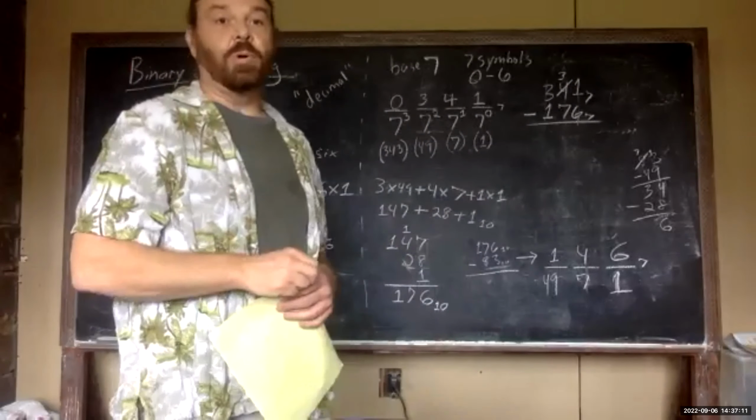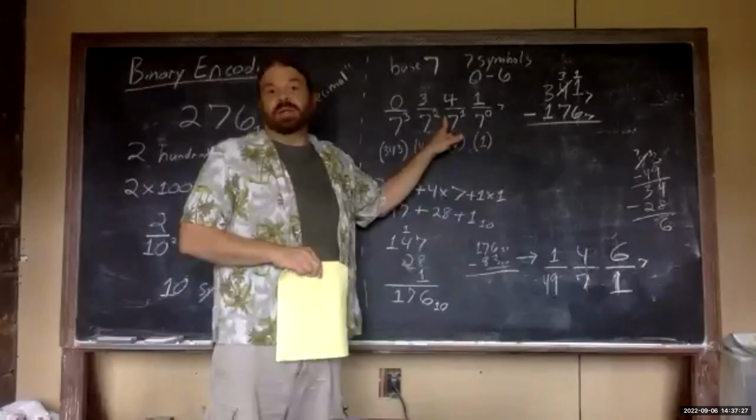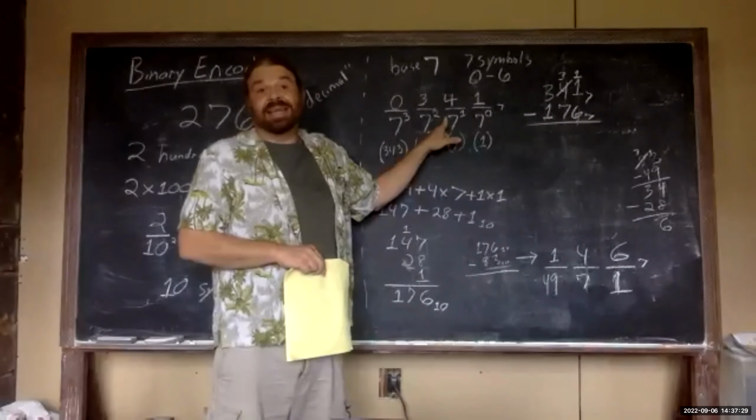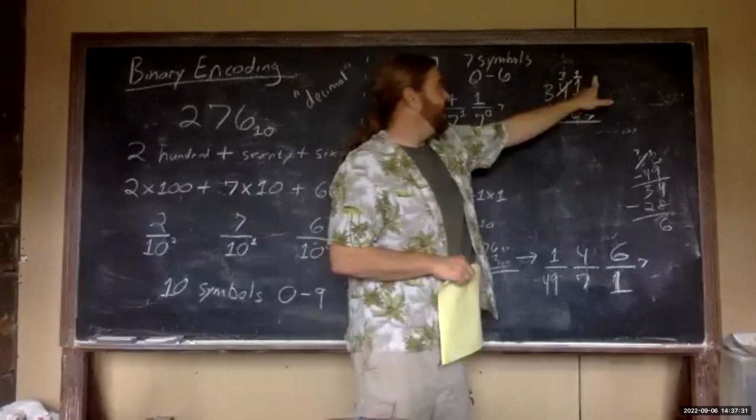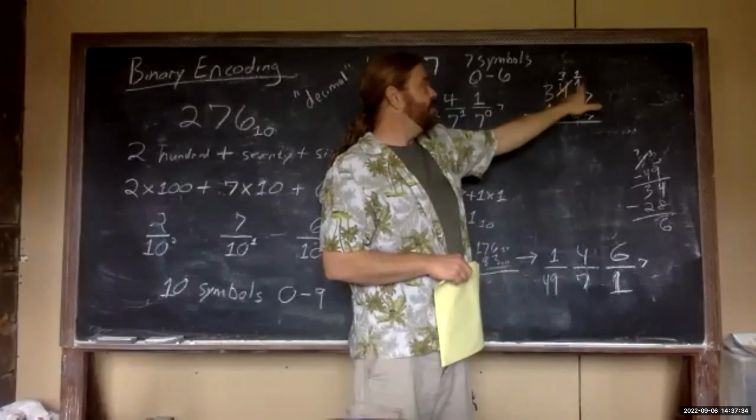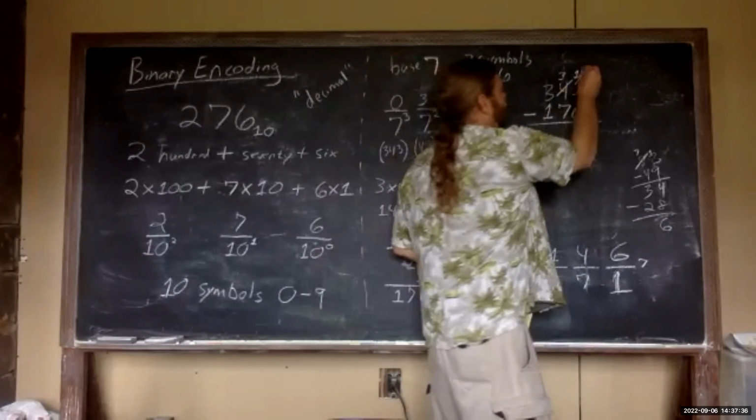So whenever we borrow, we're borrowing 1 from the next column, but with base 7, that next column isn't 10, we're borrowing 7. So here we have 7 plus 1, or 1, 0 plus 1, actually gives us 8. Right? So we have that change in the meaning of the symbols we're using.